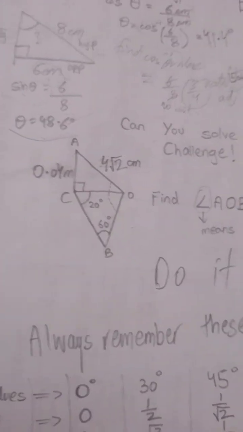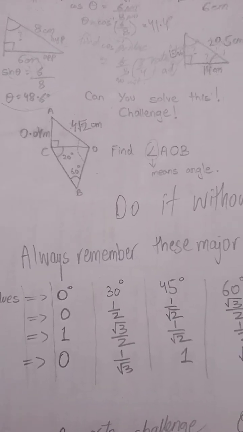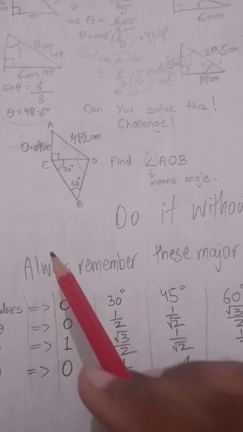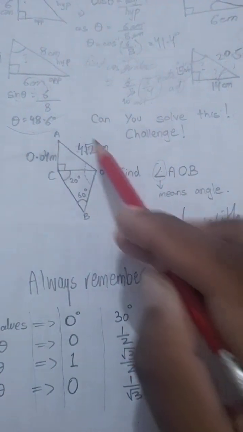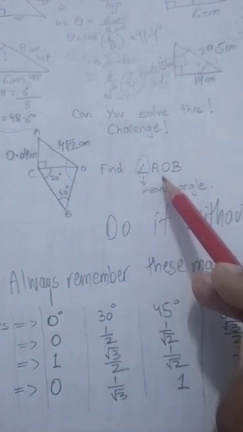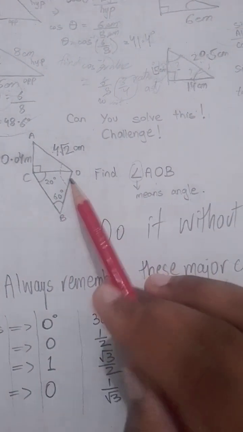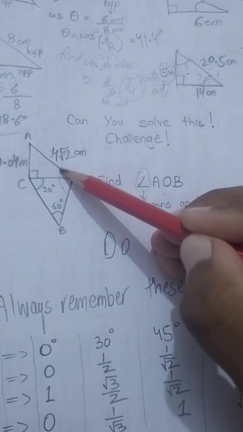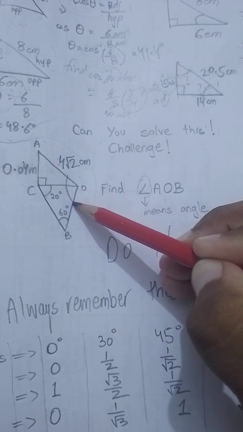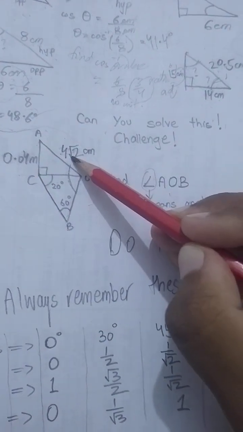Now let's move on. Here's a challenge question for you. It's not that difficult. You have to find angle AOB. This symbol means angles. So you have to find this angle; AOB means this angle. These two angles are given, this side is given, this side is given.